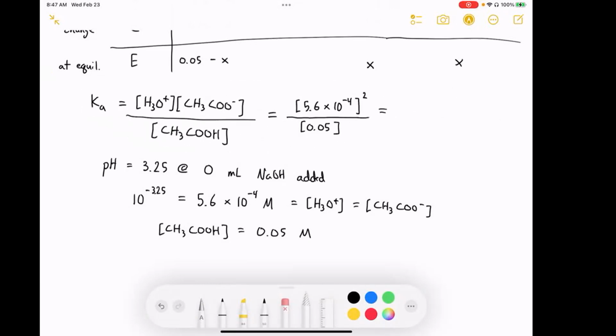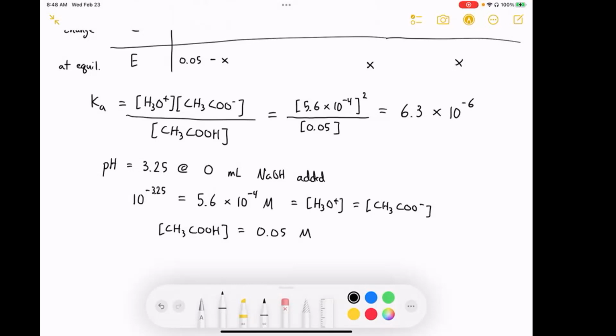So let's do 0.00056 squared divided by 0.05, and we get a Ka of about 6.3 times 10 to the negative 6 molar. So that's our Ka expression.